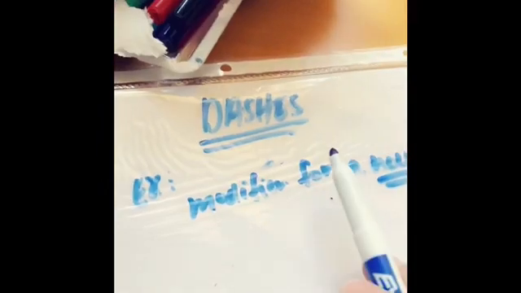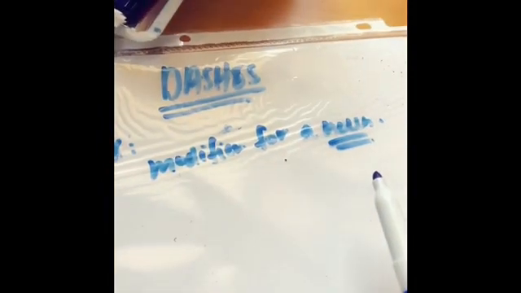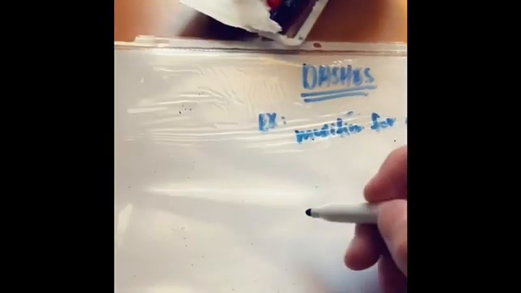Dashes can also emphasize what's called a modifier. In other words, it can add information to a noun, modify a noun. Let's take a look at how that works. So, dashes. Example, modifier for a noun. Here it is.